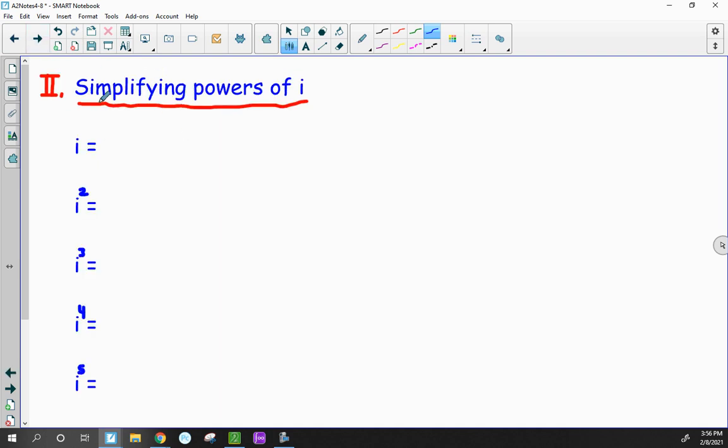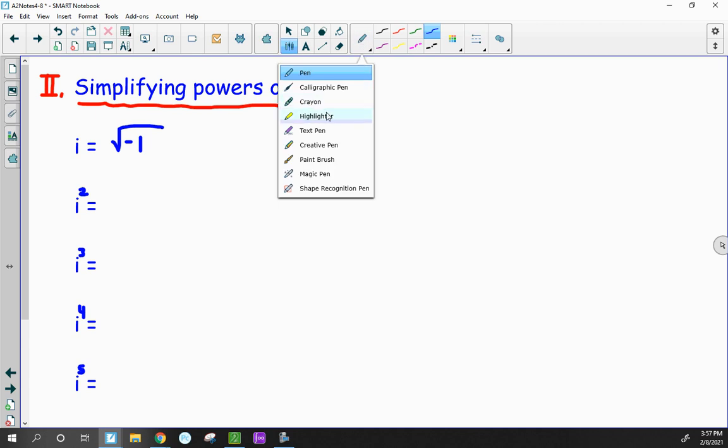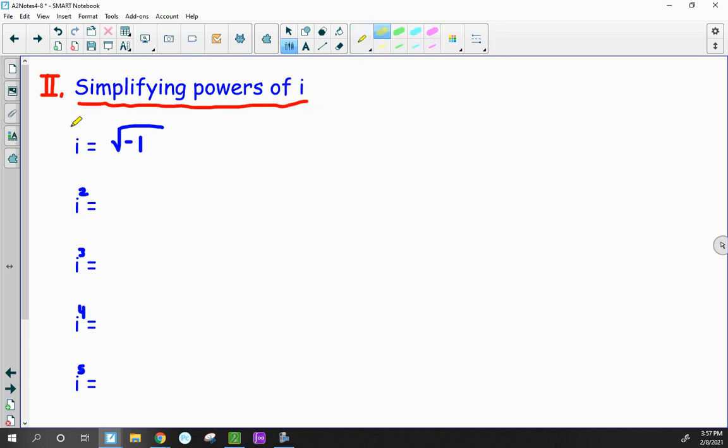All right, the next set, number 2, is how do we simplify powers of i? The definition of i, the imaginary number, comes from the fact that we cannot do square roots of negative numbers.